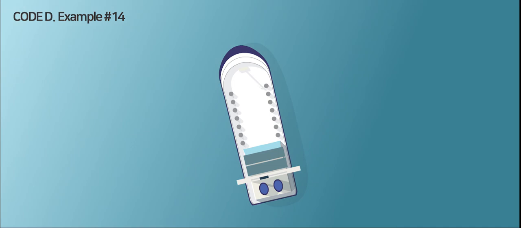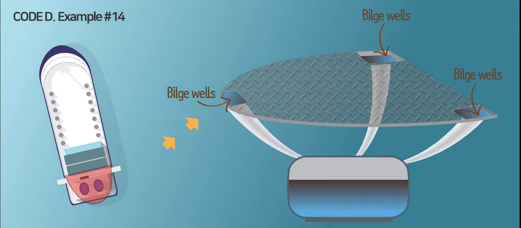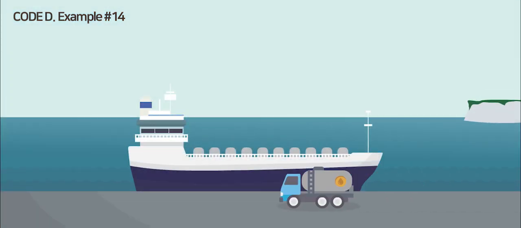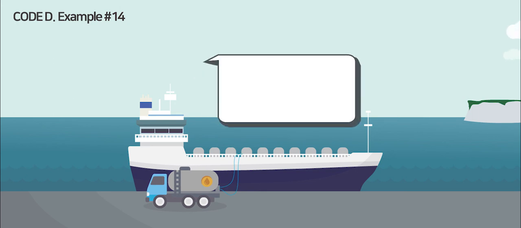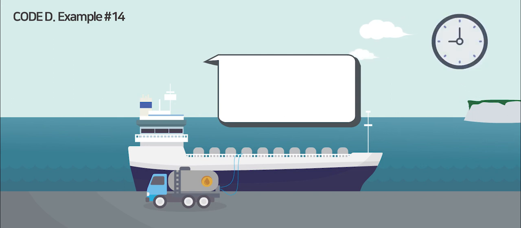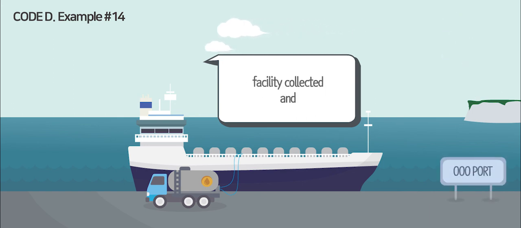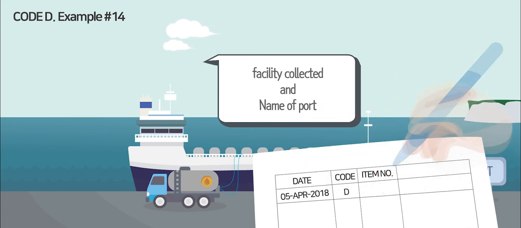Example 14. In case of disposal of bilge water to reception facilities. Item 13. Quantity of bilge water disposed, and name of tank listed under Item 3.3 in the supplement to the IOPPC, quantity retained. Item 14. Start and stop times transferred. Item 15.2. Name of reception facility collected and name of port are recorded using Code E.